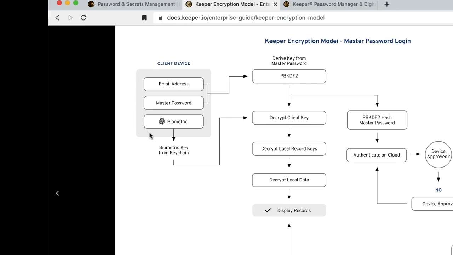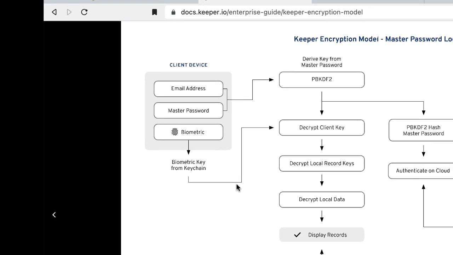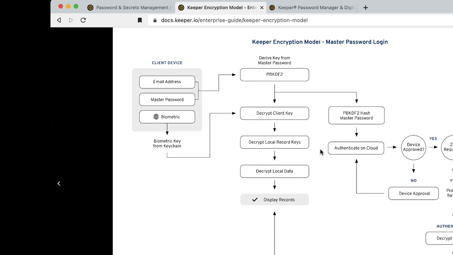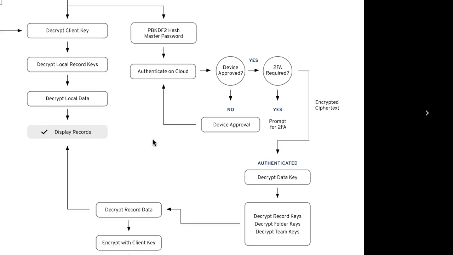Users can also log in with biometrics. In that case, we generate what's called a biometric key, which is used to unwrap the ciphertext locally on the device after a successful authentication with Face ID, Touch ID, Windows Hello, Android Biometrics, or any other supported method.